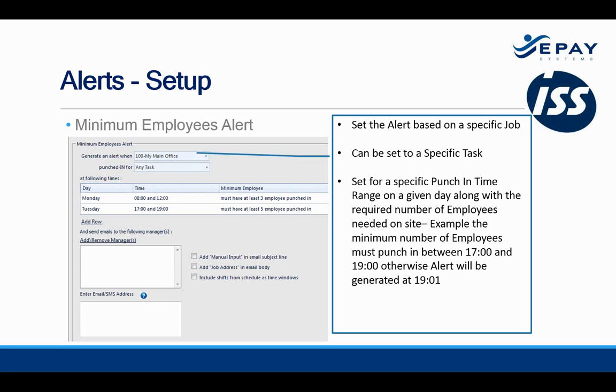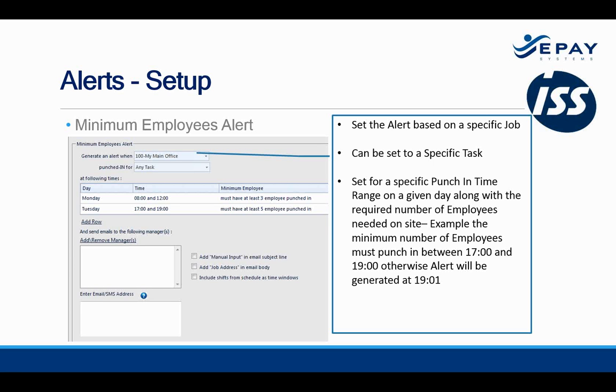Instead of leaving it as any task, hit the drop down and pick guard off the list. And when the system starts calculating, it's going to look for just those guards. Maybe you don't care how many custodians show up. Maybe you don't care how many engineers are there, but you focus on those guards. And that's where the task function will come into play.